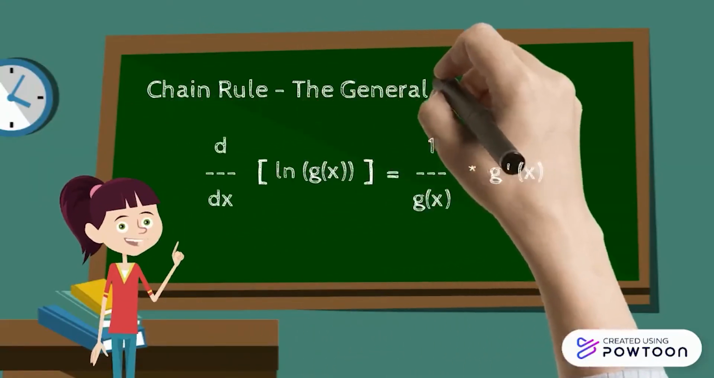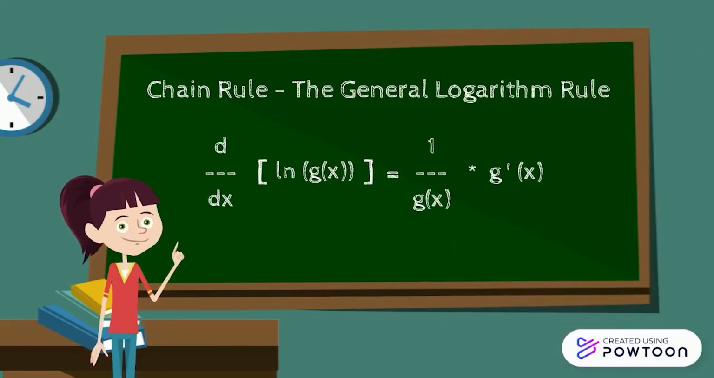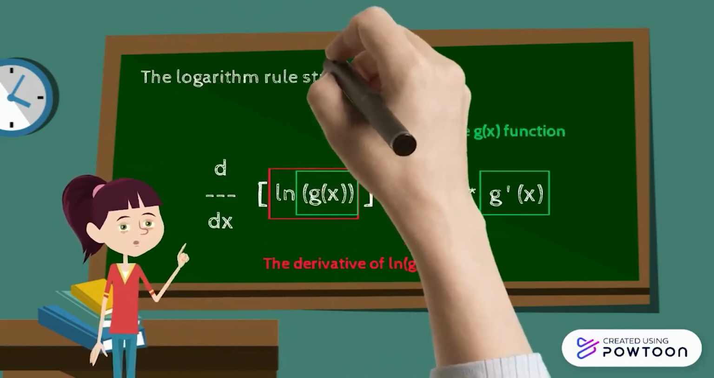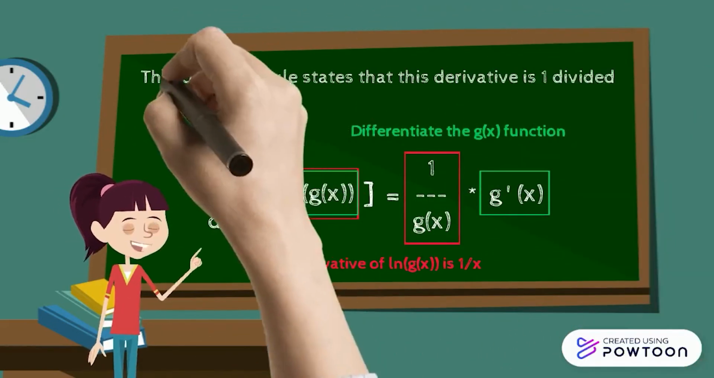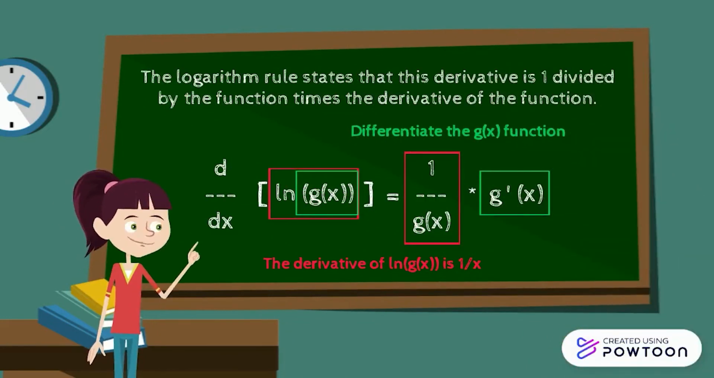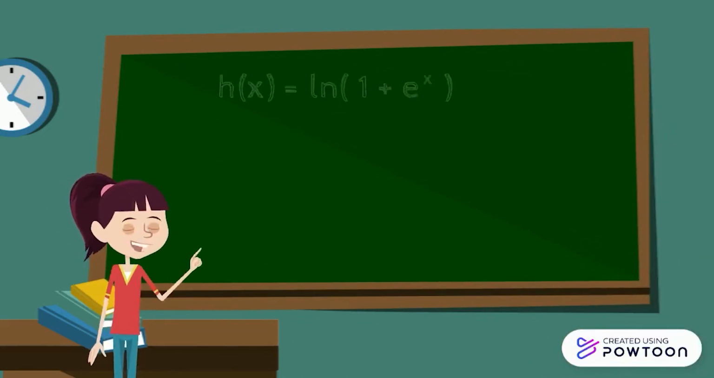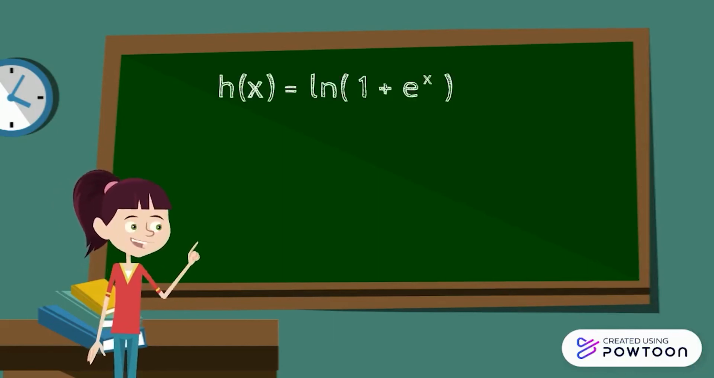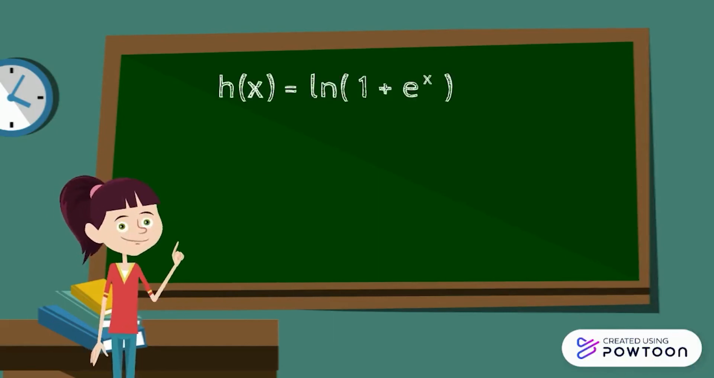For the chain rule, the general logarithm rule, the formula is shown as below. The derivative of ln g(x) is 1 over g(x), then multiply by the derivative of the g(x) function. The logarithm rule states that this derivative is 1 divided by the function times the derivative of the function. For example, h(x) equals ln(1 plus e power x). To find the answer using the chain rule, it also requires 3 steps.